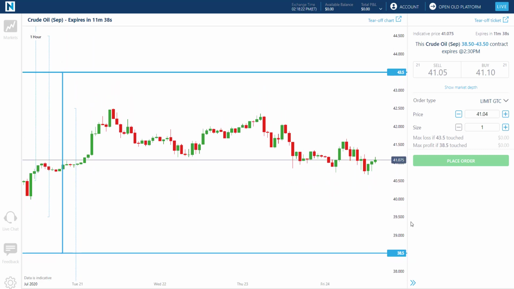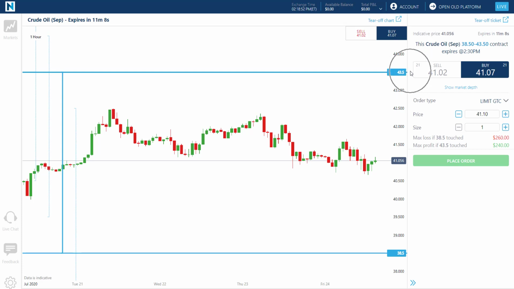These are the terms of the knockout that we've selected. This crude oil, September, 38.50 to 43.50 contract expires at 2:30 p.m. Eastern at the end of the week. If you predict the price of oil is going to rise, you buy a price level to initiate the trade. The range boundaries around your entry price indicate where, if hit, you'd be knocked out of the trade, making a profit if the upper limit is touched, 43.50, or taking a loss if the lower limit is touched, 38.50.